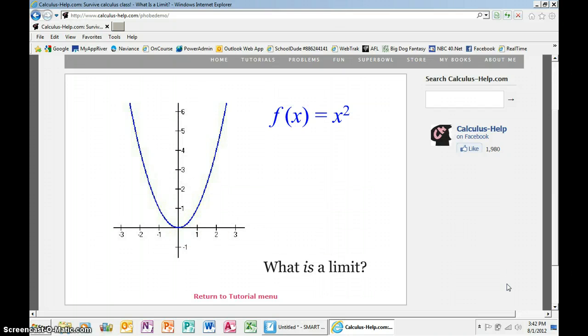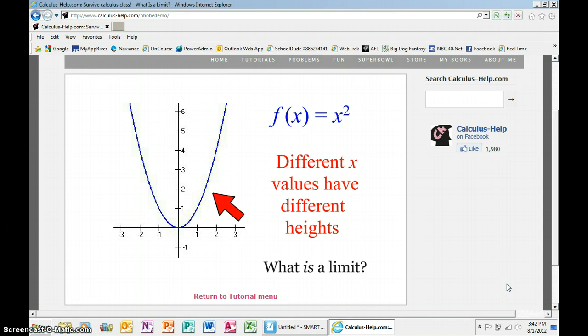Function f of x equals x squared, basic parabola. You'll notice that the function changes heights all throughout its domain. That's a very fancy way of saying that the function reaches many different heights based on whatever the x value you're looking at happens to be.